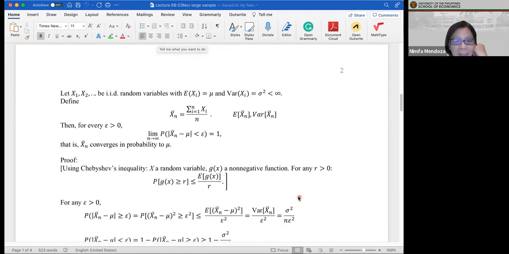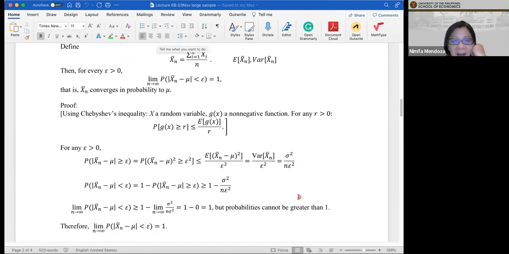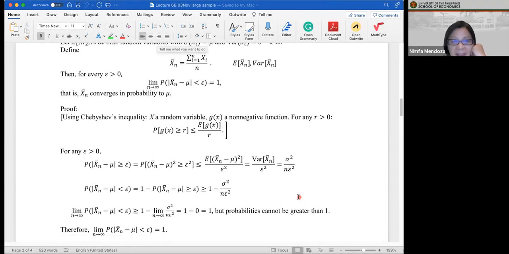Okay, let us prove Khinchin's weak law of large numbers. To do that, we use Chebyshev's inequality, which says, suppose x is a random variable and g of x is a non-negative function. For any r greater than 0, then we have this inequality.